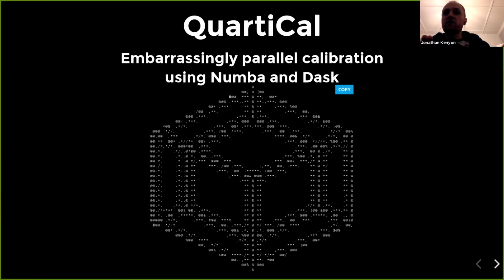So at this point, I have to change gear a little bit just to explain the context for this, which is that I'm implementing a software package called Cortical. It's the successor to an already existing Python package called Cubicle, which implements calibration for radio interferometers. The change between this and Cubicle is that this is now going to be an embarrassingly parallel and distributed implementation using Numba and Dask.